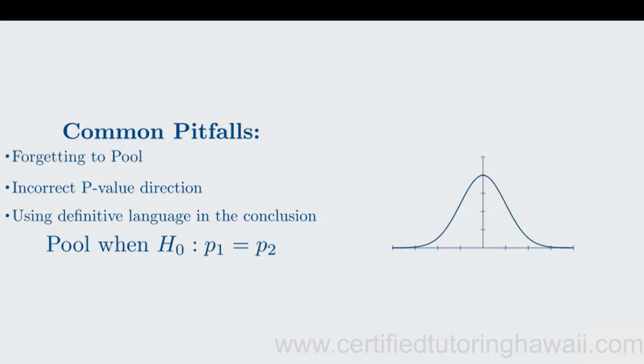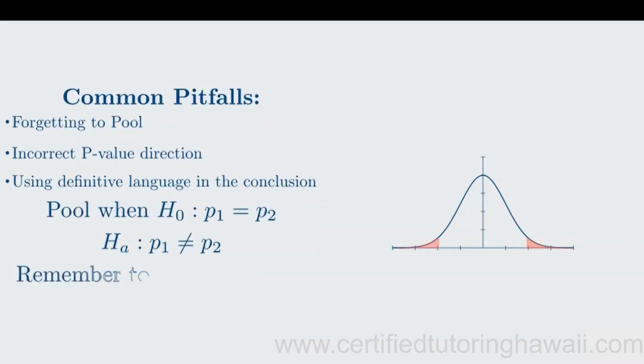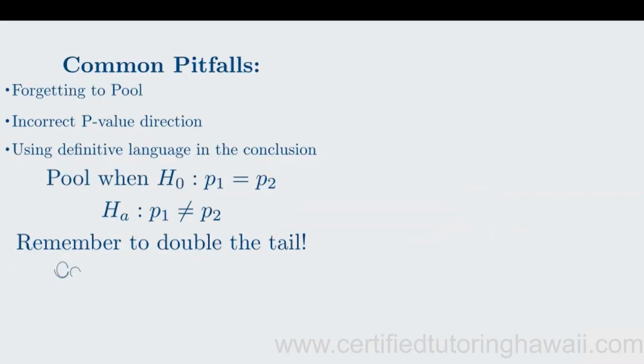It helps you visualize whether you should be looking for the area to the left, the right, or both. If your alternative hypothesis is not equal, and you forget to double the tail area, your p-value will be half of what it should be, which could lead to an incorrect decision. Finally, avoid the word prove.